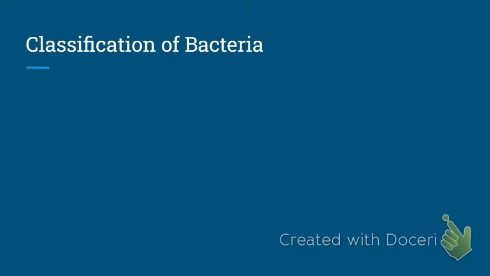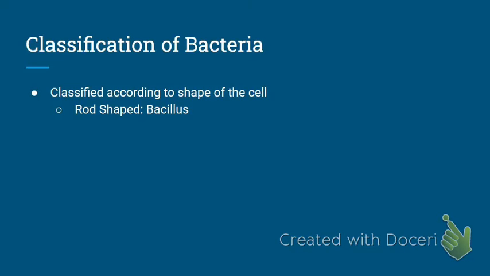All right, so how do we classify bacteria? First of all, we classify it according to the shape of the cell. Some of this is review. We've mentioned it before, but I do want you to write these down. The first is rod-shaped bacillus, or round coccus, or spiral spirillum. Those are the three shapes that bacteria come in.